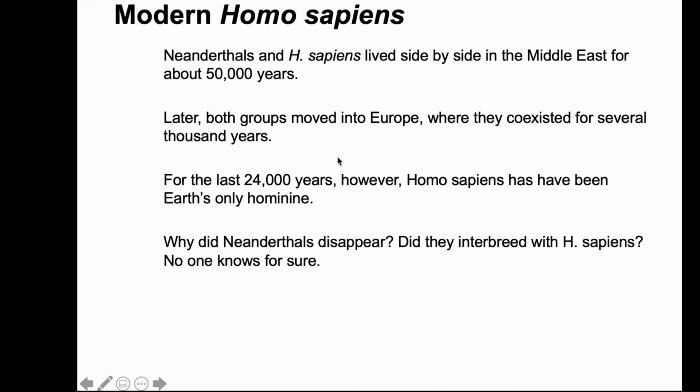Like I said, they mated. So both groups moved into Europe where they coexisted. And then for the last 24,000 years, Homo sapiens have been the only hominin. So why didn't Neanderthals disappear? And yes, they did interbreed with Homo sapiens. Like I said, there's evidence now.